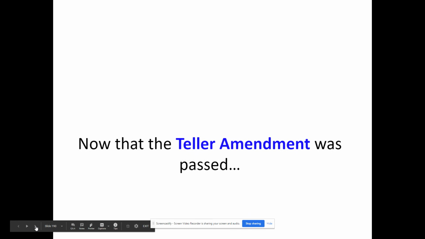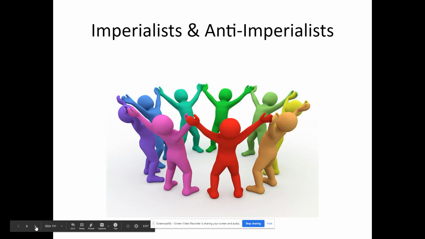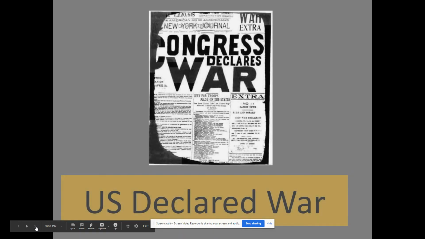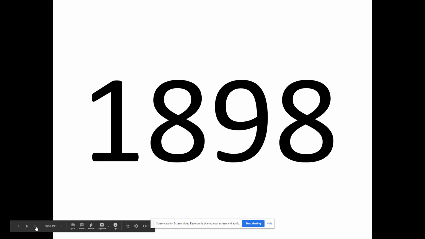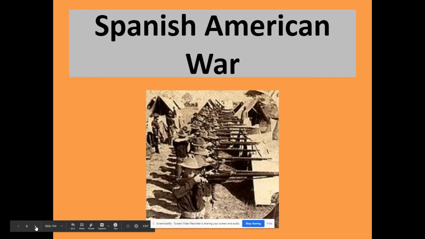So now that the Teller Amendment was part of the Declaration of War against Spain, the anti-imperialists passed it. They voted for it. Why were they now on board? Because this was an opportunity to help the Cuban people. So it was a good war. So we, in fact, declare war. 1898, the war begins.